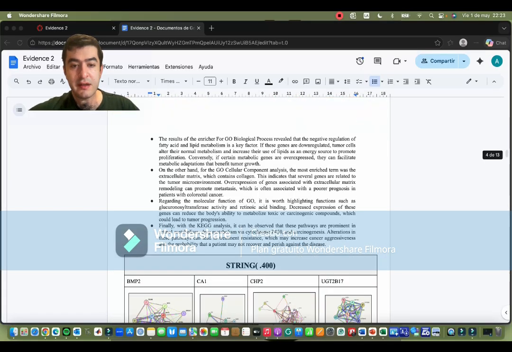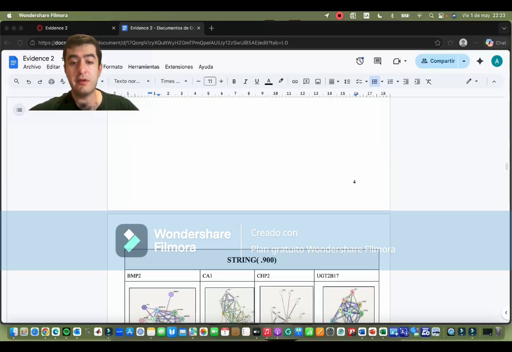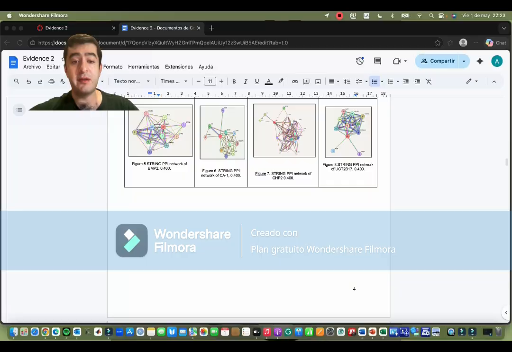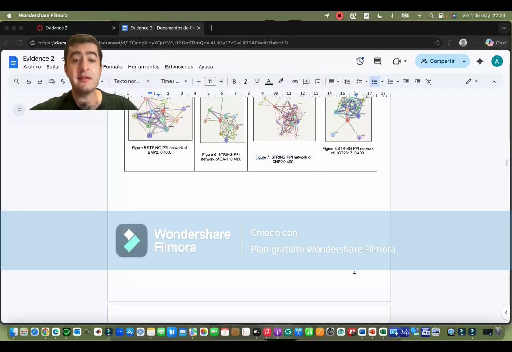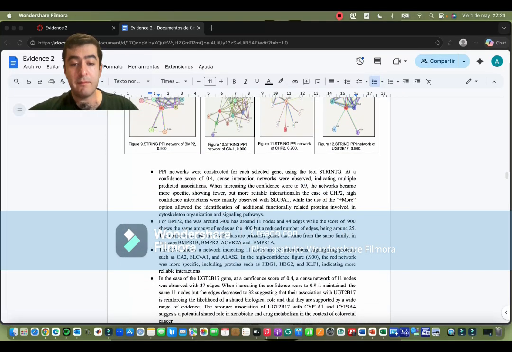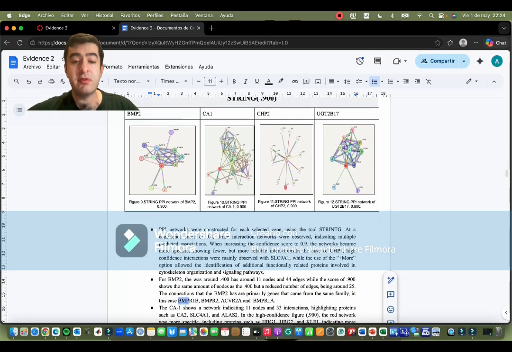So for us to do the analysis, the first thing that we used was the STRING tool to analyze a 0.400 and a 0.900 score between the network of the BMP2. What this shows is that there's a high connectivity rate between the BMP2 and other genes. However, it is important to notice that most of the genes are from the same family as the BMP2, such as the BMPR1, the BMPR2, etc., demonstrating that there's a high connectivity rate between them.